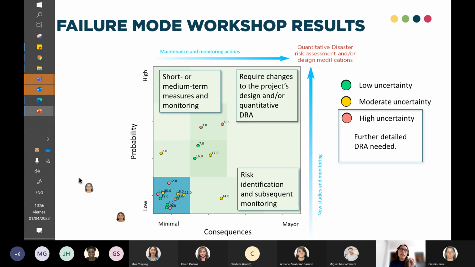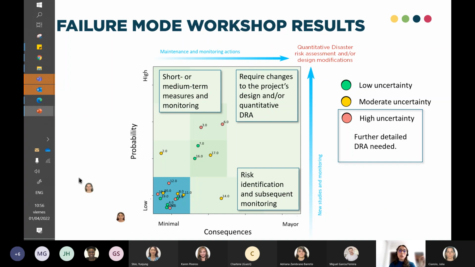So when we complete a qualitative disaster risk assessment, we're going to have the first version of the management plan, and that's going to say, okay, this failure mode has a high probability and minimal consequences. So the short-term measures are going to be, I don't know, this one and this one. And the party responsible for implementing those measures is going to be this agency. And this should be implemented in the short term, in between 3 and 6 months.